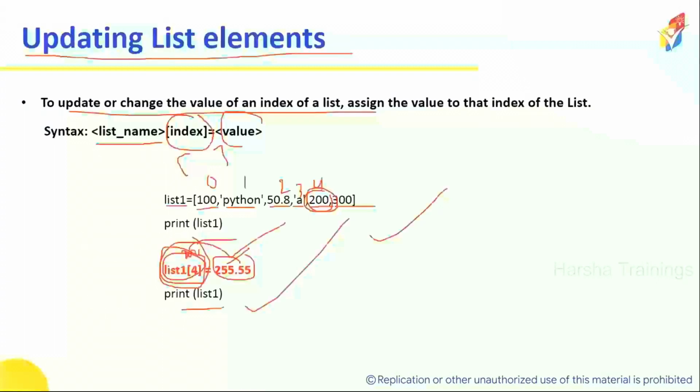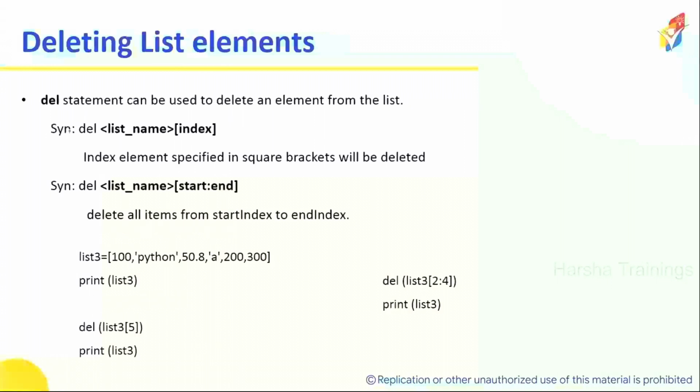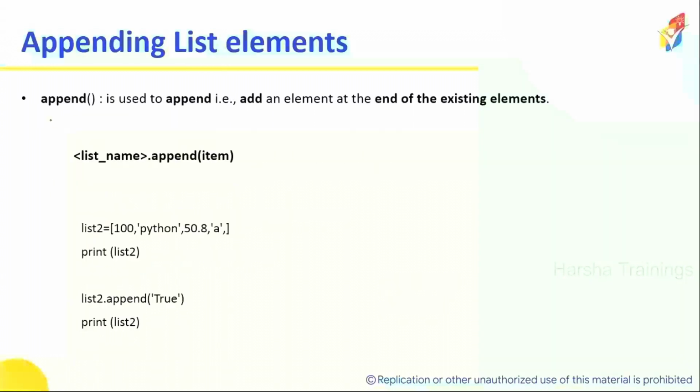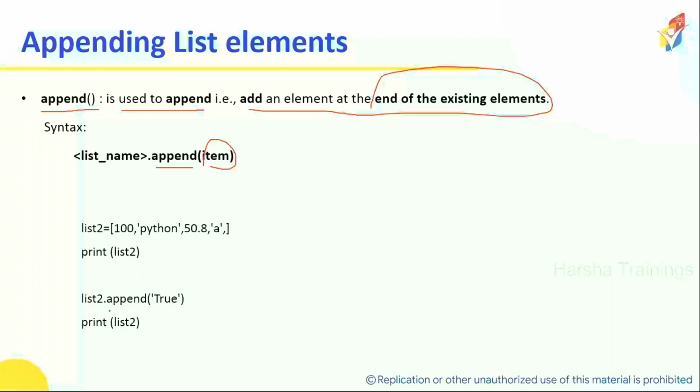Next one is appending. Now, for appending, there is a function called append. This is used to append data. That means I want to add data at the end of the list. If I want to make any additions at the end of a given list, I will use the append function. Whatever elements I want to add, I put here. Now look here, I want to append true. The true will be added here. That's it. Append always adds elements at the end of a given list. Okay?